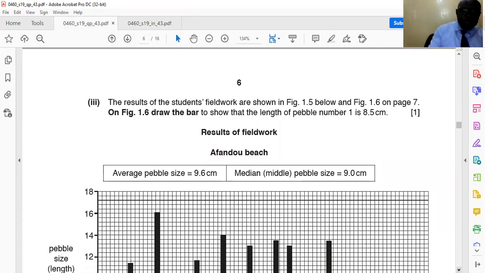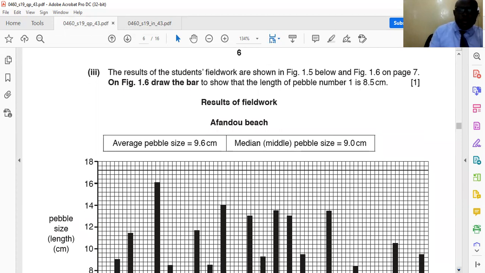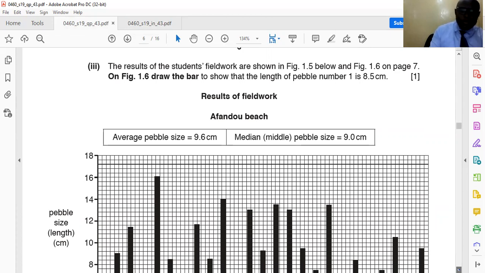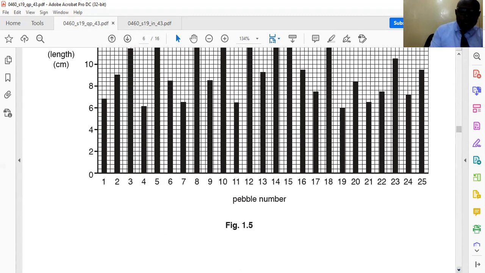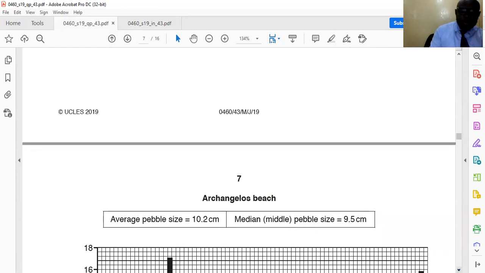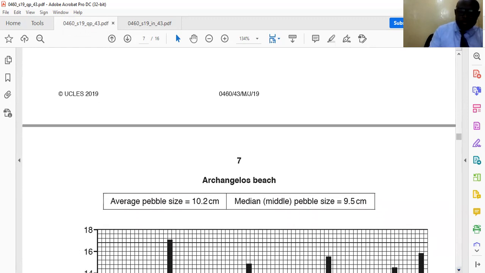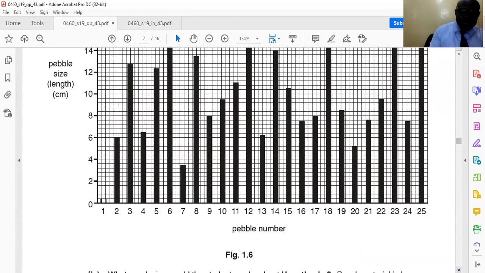So this one, they want you to conclude it. On figure 1.6, draw the bar to show the length of the pebble. Pebble number 1 is 8.5. So this one is just pebble number 1 on the graph, figure 1.6. So which is, okay, this is figure 1.6. So you come here and just draw it. Let me try and use this.